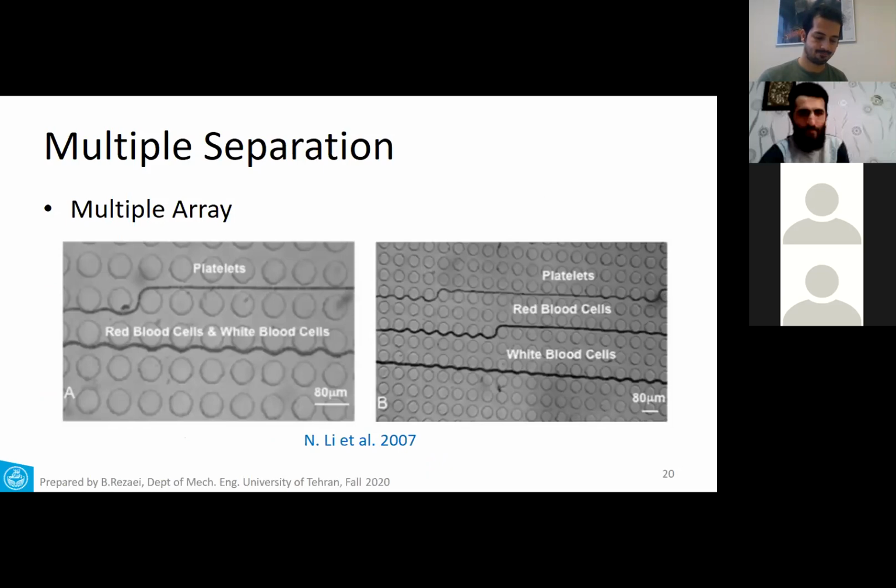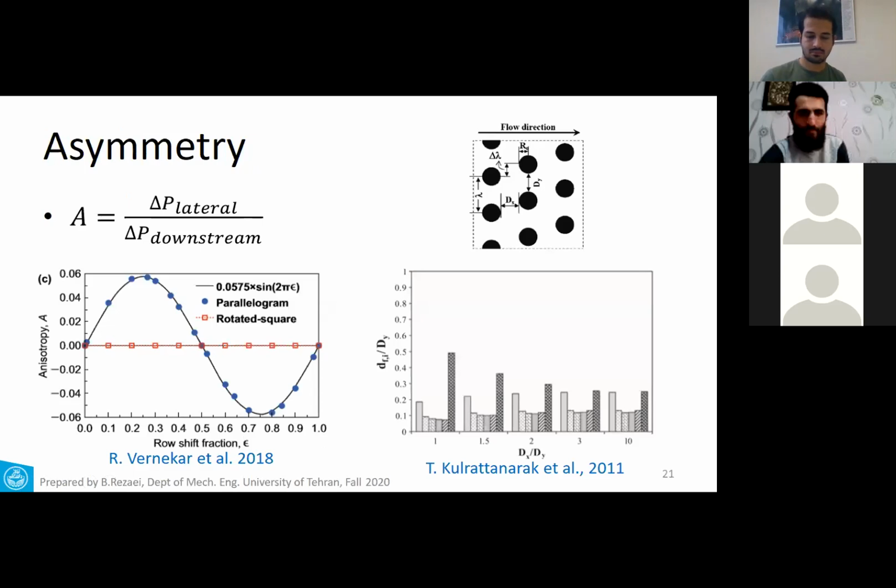And here you can see exactly what multi-cell separation is. You see in the first stage of separation in the left side of the slide, at first platelets become separated from RBCs and WBCs. And in the second image, right side, they have entered a new array design. So then RBCs and WBCs were separated.